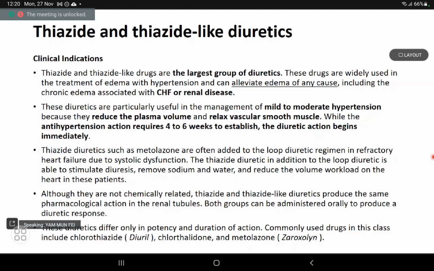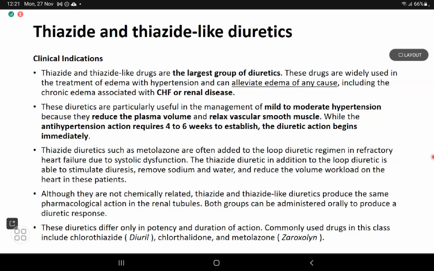Basically, based on the words, sometimes you may misunderstand. They share similar structures? Actually, no, their compound structures are quite different between thiazide and thiazide-like diuretics. Why do they put thiazide-like? Because the mechanism of action mimics thiazide. That's why they put it as a thiazide-like diuretic. Okay, so thiazide and thiazide-like diuretics are the largest group of diuretics, meaning that the group members are very many in terms of numbers. So that's why they call it the largest diuretic group.